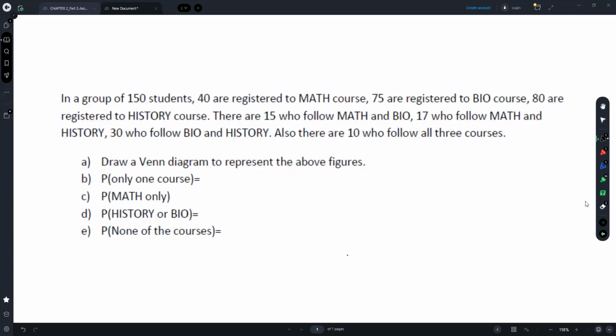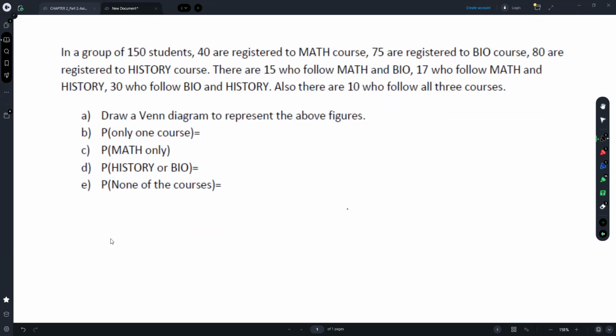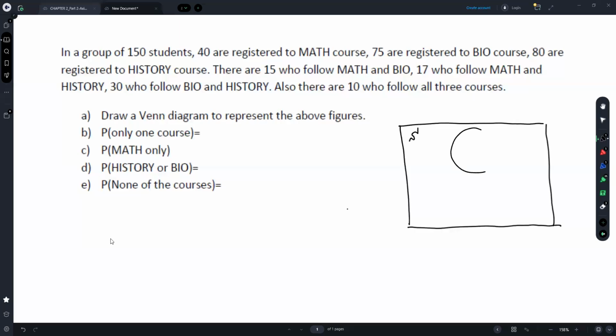In a group of 150 students, 40 are registered to math courses, 75 for bio, 80 for history, 15 who follow math and bio, 17 who follow math and history, 30 who follow bio and history, 10 who follow all 3 courses. And then you have to find the probability of each of these events. The easiest is to draw the Venn diagram and fill the places. Then you can very easily figure out the probabilities they are asking. A group of 150 students, so that is our sample space total. Let's keep that in mind when we calculate probabilities, we will need it.